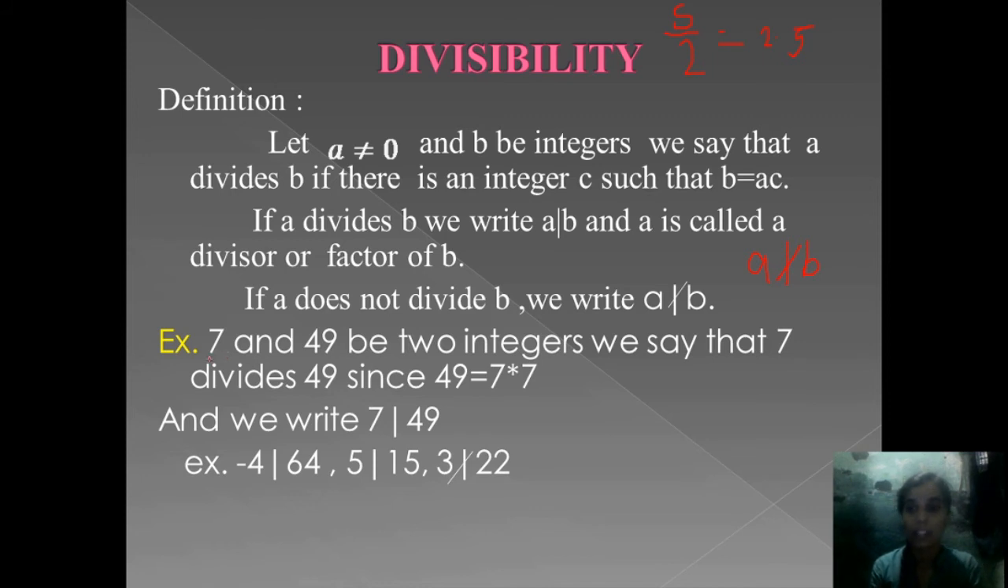For example, 7 and 49 are two integers. We say that 7 divides 49, because we write 49 as a product of 7 into 7, and in notation we write 7 | 49. So in writing we write the vertical line, but in reading we say 7 divides 49. For example, minus 4 also divides 64, so 64 is divisible by minus 4. 15 is also divisible by 5. But 22 is not divisible by 3, so we write 3 does not divide 22.